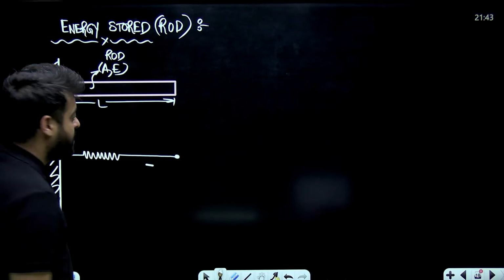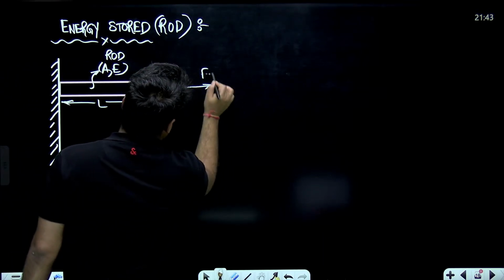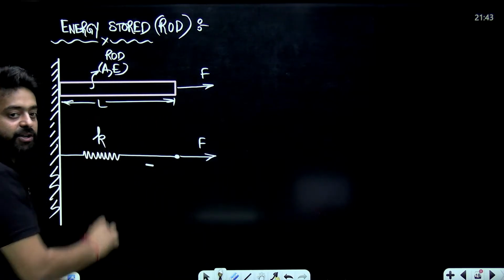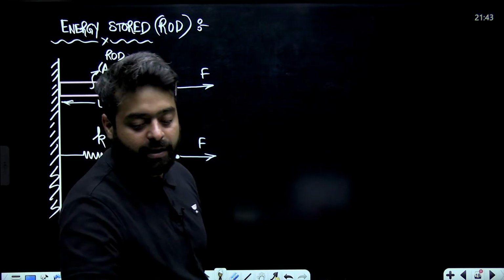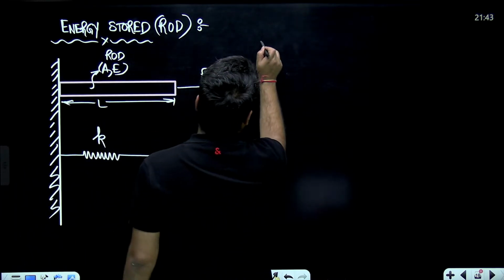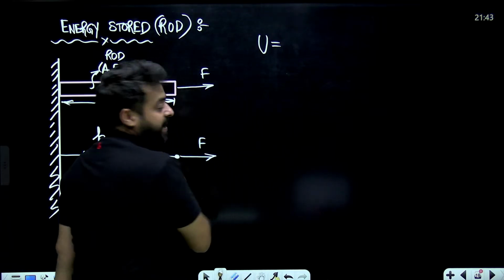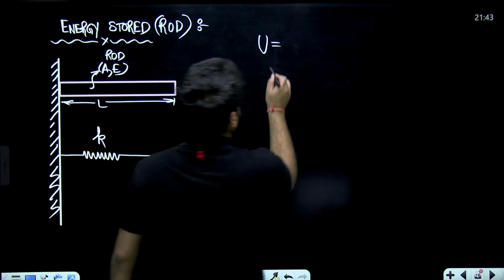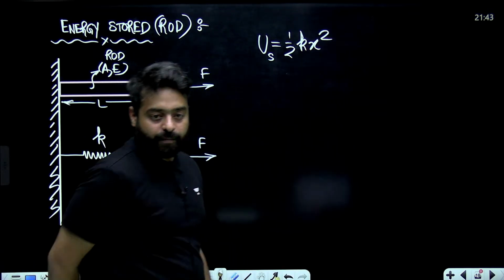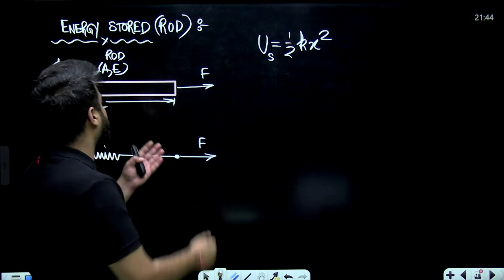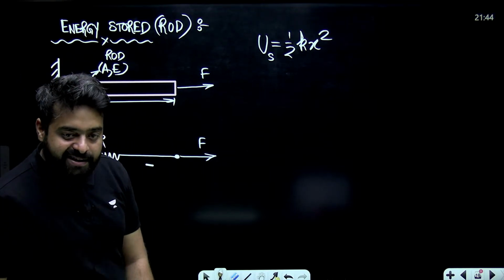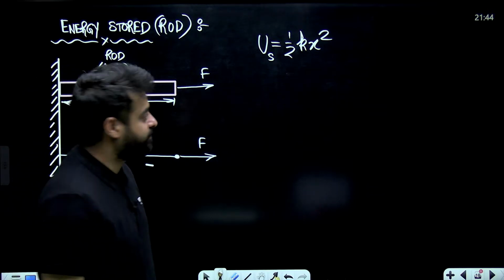Yes, you can convert. So if I apply a force F here and a force F there, can you tell me what is the energy stored inside this rod? Sir, very simple. The potential energy stored in this spring is half kx square, from very childhood that we know. Here x is the extension in the rod due to the applied force. Okay, easy.